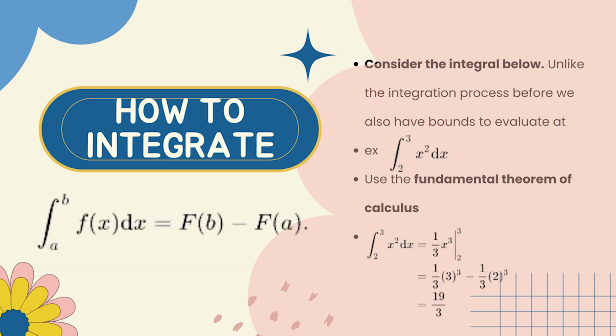Consider the integral below. Unlike the integration process before, we now have bounds to evaluate it. For example, the integral from 2 to 3 of x squared dx. Use the fundamental theorem of calculus. You would integrate x squared, and that gets you x cubed over 3, and then you plug in 3, and then subtract the function evaluated at 2, and that gets you 19 over 3.